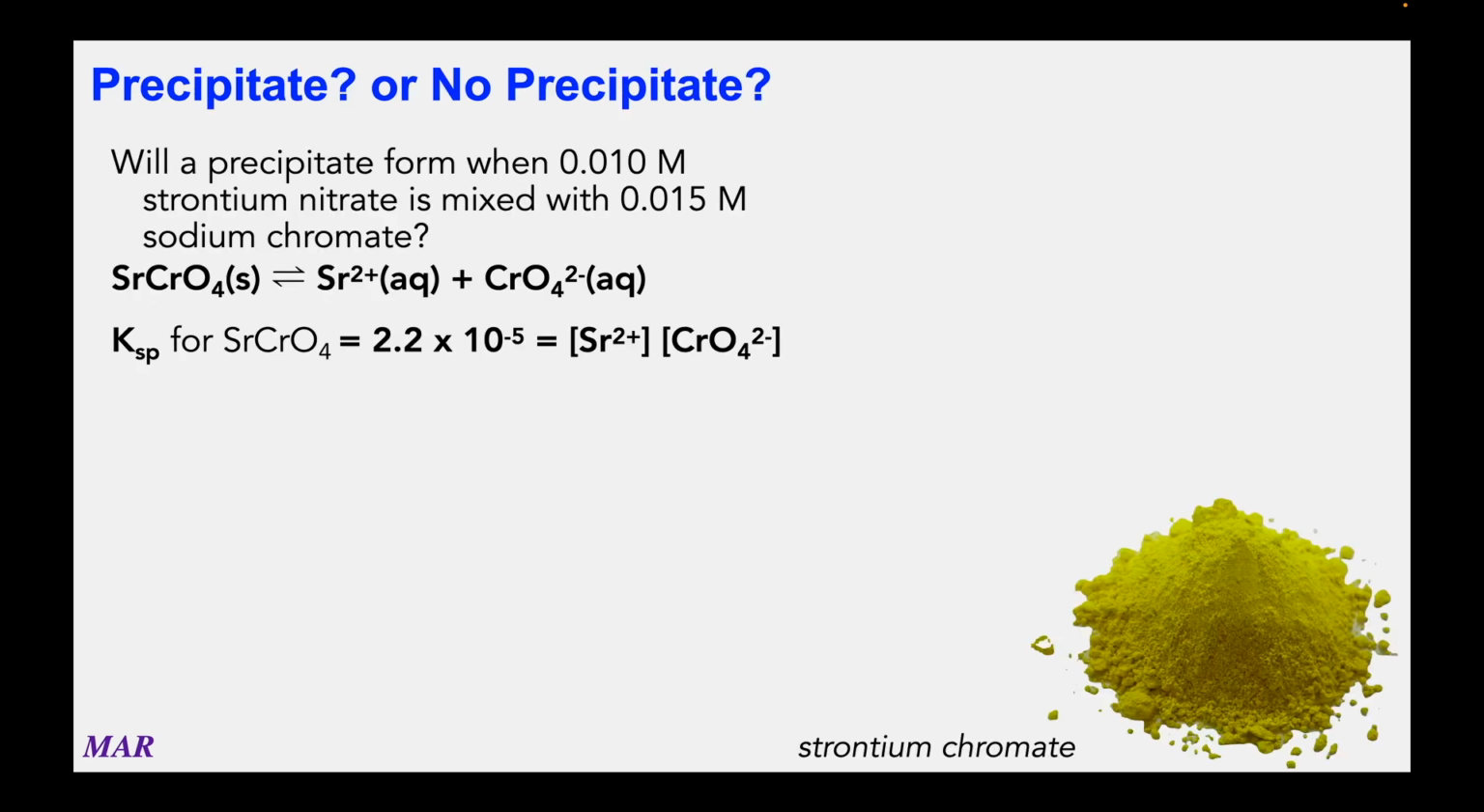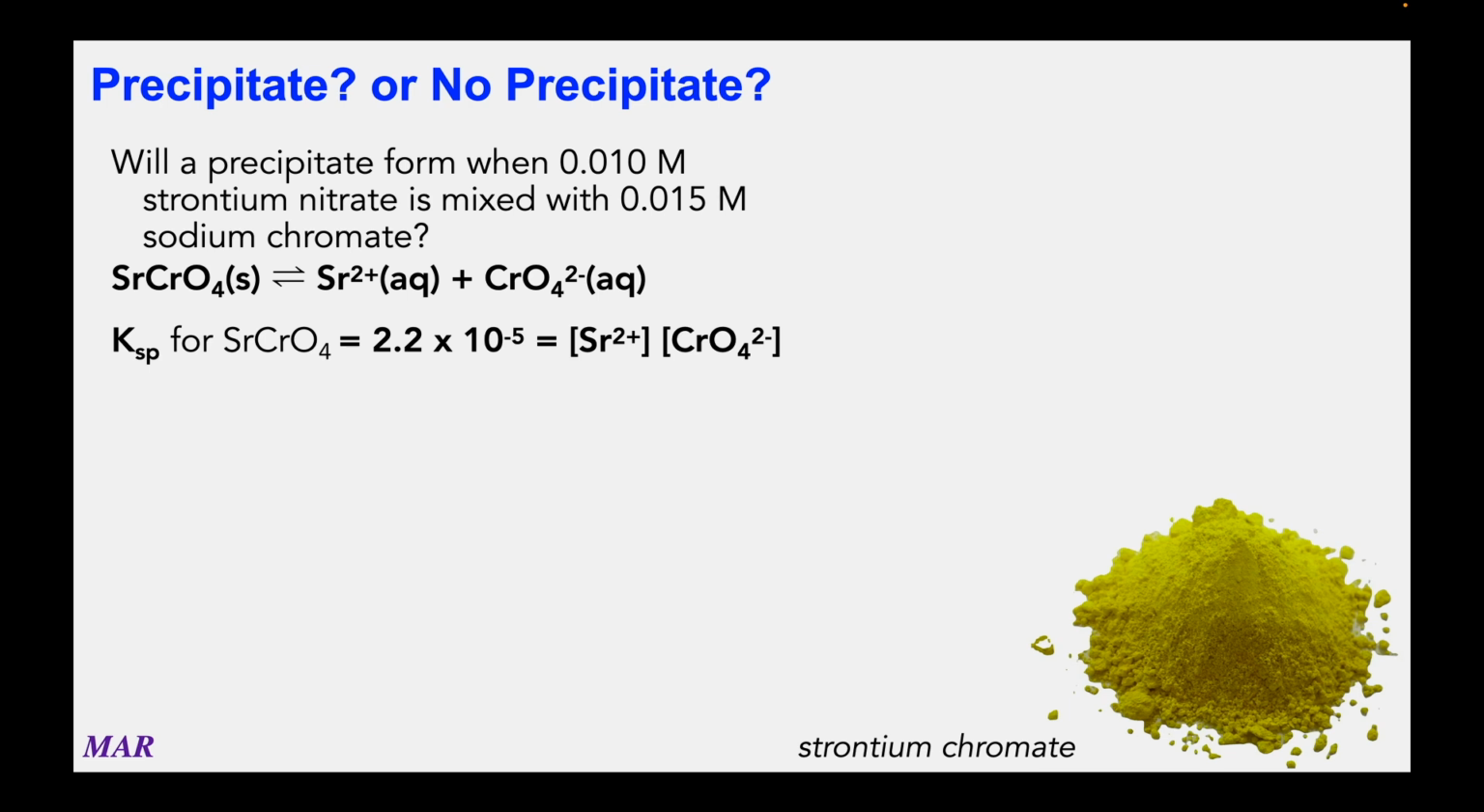This is a question you might run into. It's a "will a precipitate form" question. All right, and how these work is you usually have a concentration of the cation and a concentration of the anion, and it says will a precipitate form. To answer these questions, you will need the KSP for the compound you're looking at. So in this case, it's strontium chromate, SrCrO4, and it's 2.2 times 10 to the minus 5, not real big. That equals the strontium ion concentration times the chromate ion concentration.